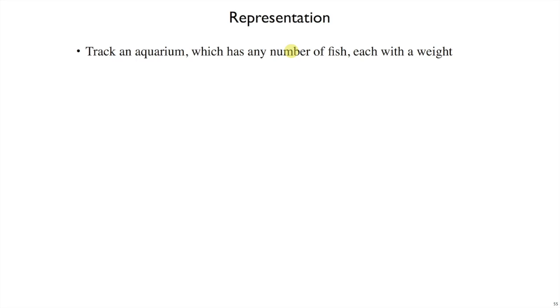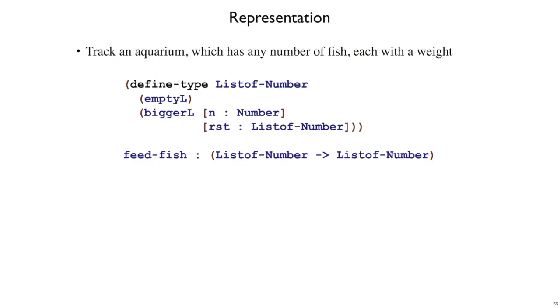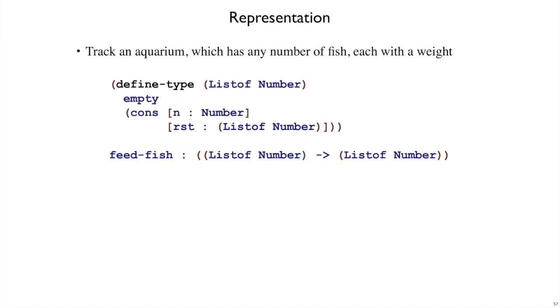The way to do this in Plait, it turns out, is to write some sort of list data type. So a list of number is going to be either empty or it's going to be a bigger list, which is a list of number with one more number combined with it. Right? And it turns out now that we can represent any number of fish using this list of number data definition. Of course, lists are common and useful, and so list of is actually built in, written something like this.